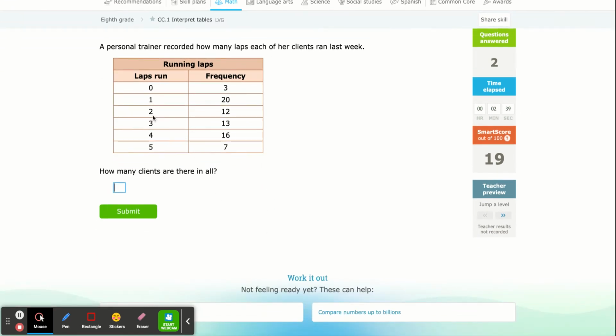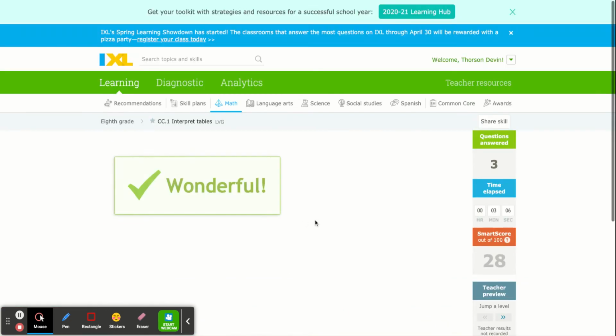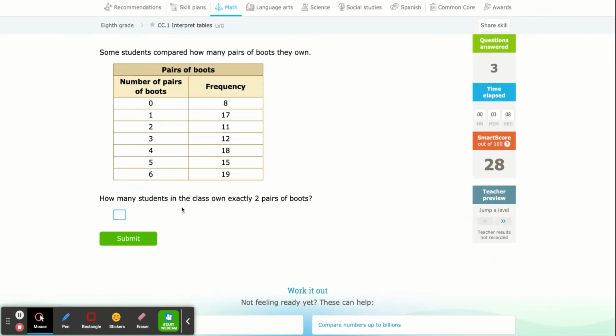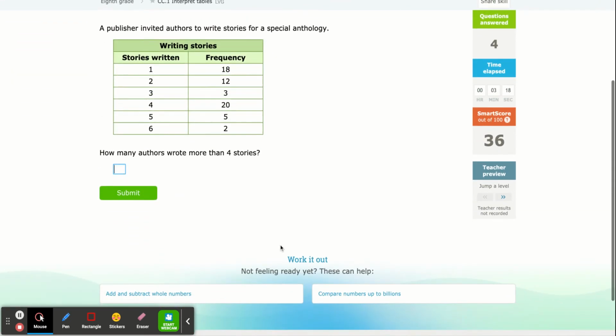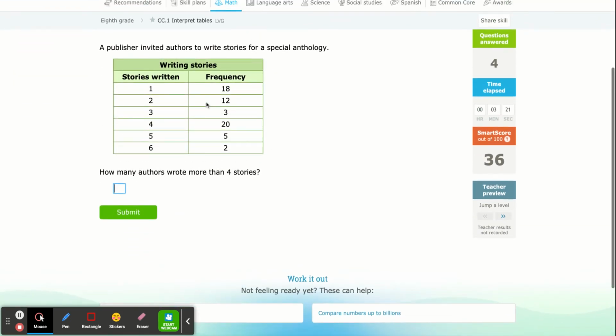Again, the number of laps ran, the frequency that it's happened. How many clients are there in all? Well, I don't care how many laps they run, we're just doing the total. So I'm going to add all these up and get a sum of 71. Here, how many students in the class own exactly 2 pairs of boots? Number of pairs of boots owned, 2, is 11. That one didn't even require any mathematics other than being able to interpret the table, right?